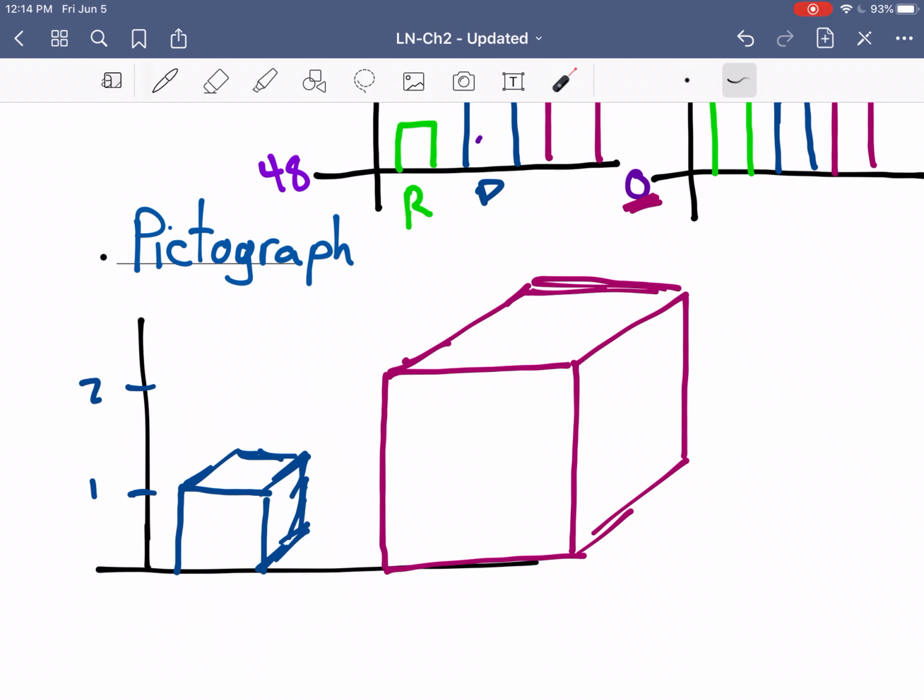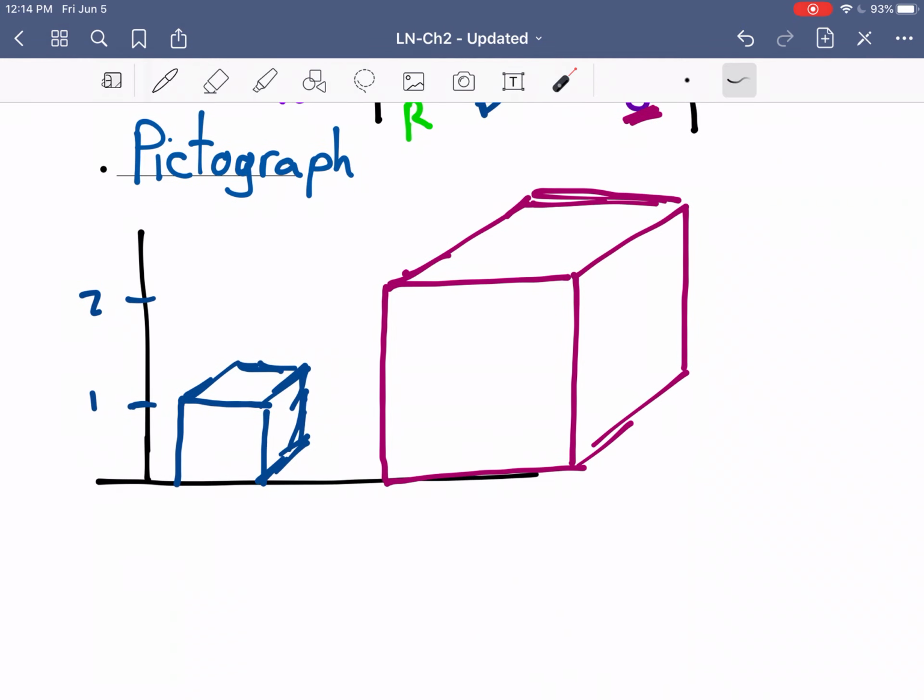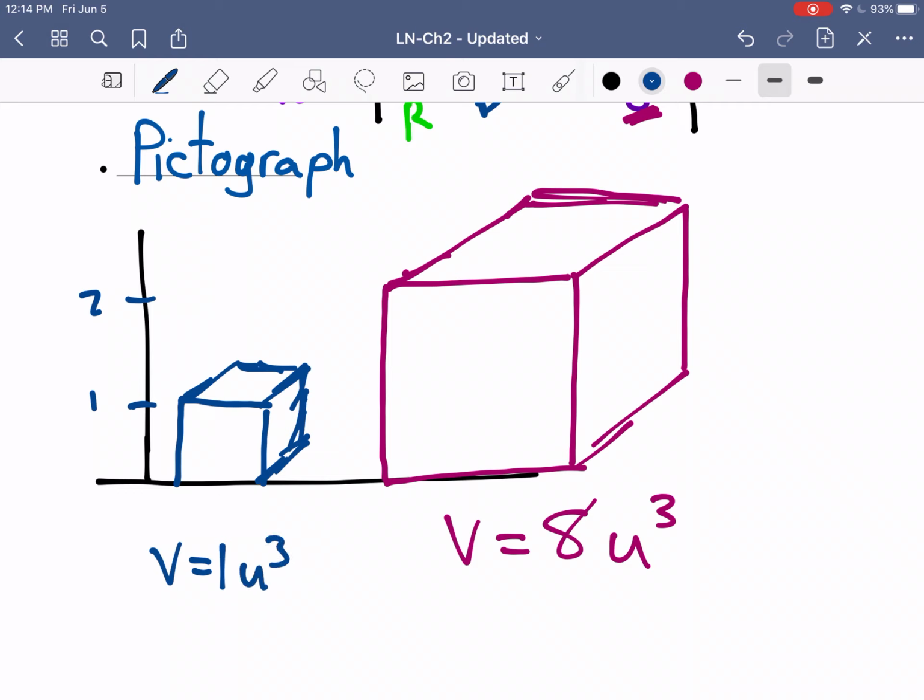But the problem is, once I draw this as a cube that has a 3-dimensional volume, the volume for the second cube is actually 8 cubic units, and the volume for the first object is just 1 cubic unit. So when I look at these figures as objects, it looks like the second one is 8 times as much as the first one in terms of volume.